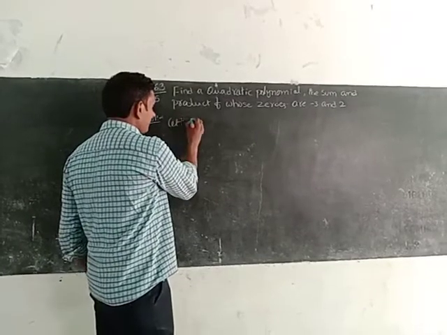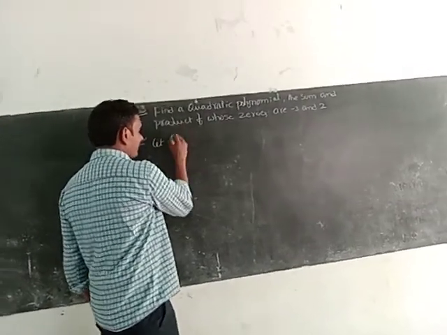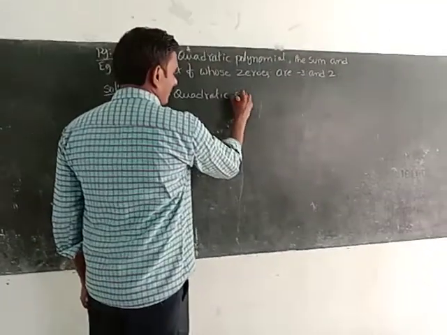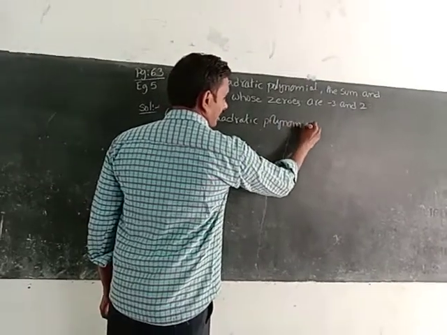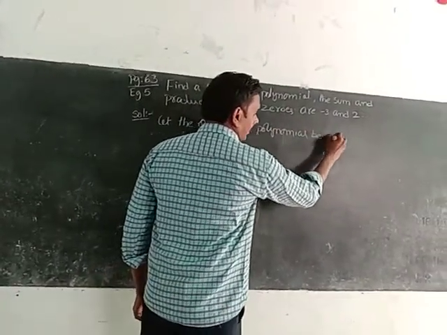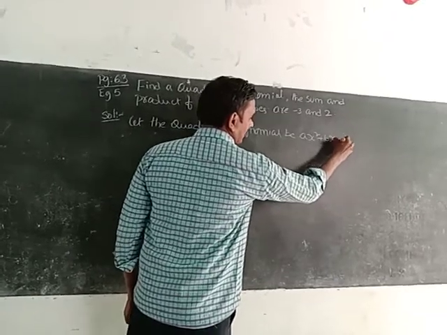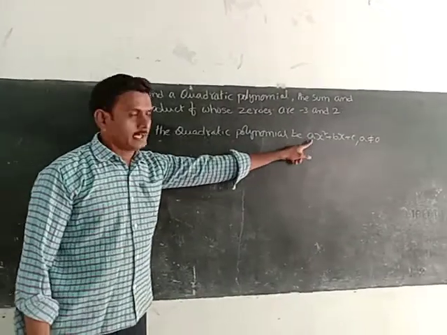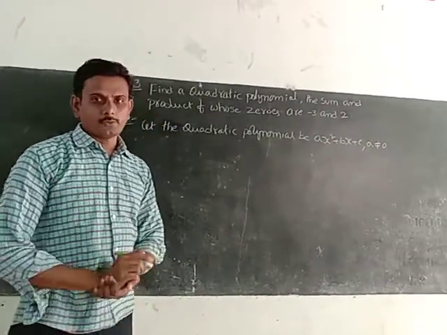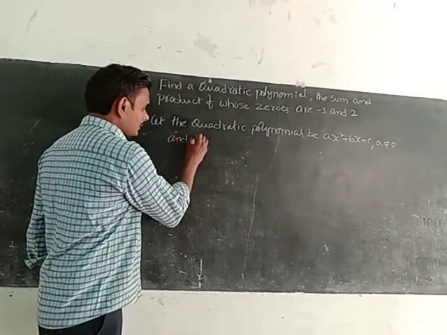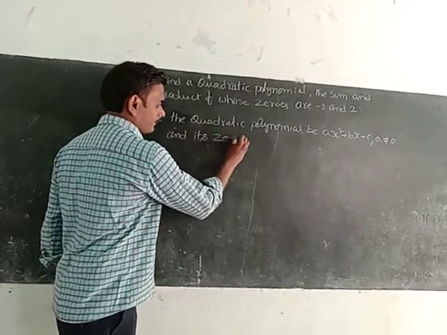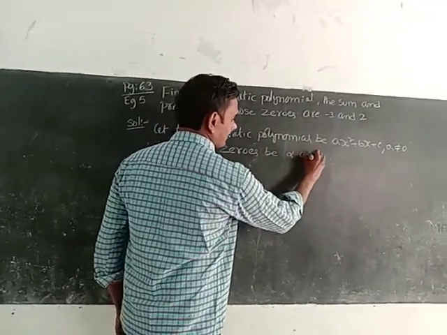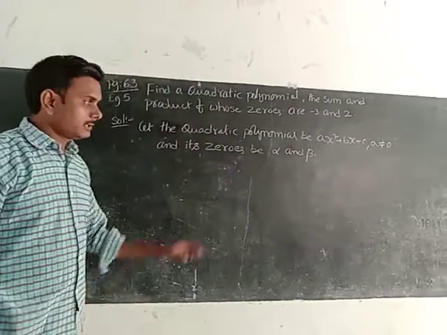Let the quadratic polynomial be ax square plus bx plus c, where a is not equal to 0, and its zeros be alpha and beta. This is the general form.